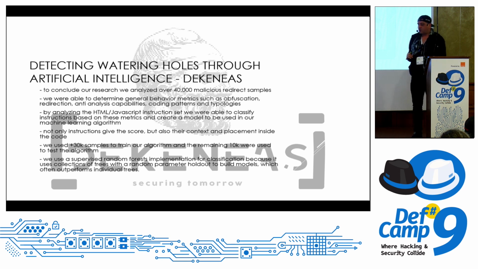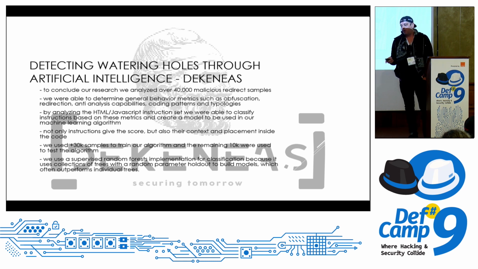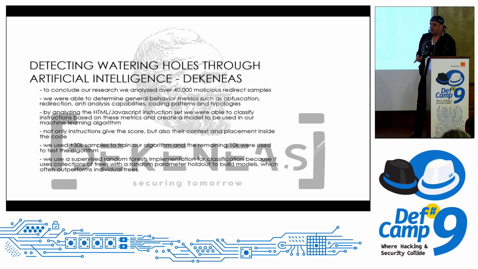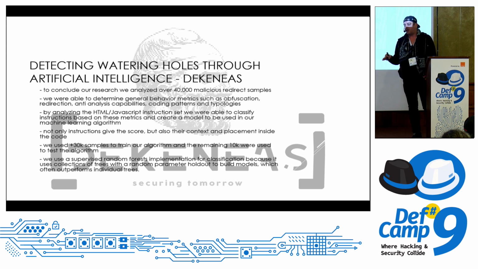Not only do instructions give the score, but also their context and placement inside the code, how they interact with other instructions. For instance, if we have a transformation instruction inside a loop, a for or a while, we give it a much higher score than if we had the same transformation operation outside the loop. In order to give a better training to our algorithm, we used 30,000 samples to train it, and the remaining 10,000 were used to test the algorithm.